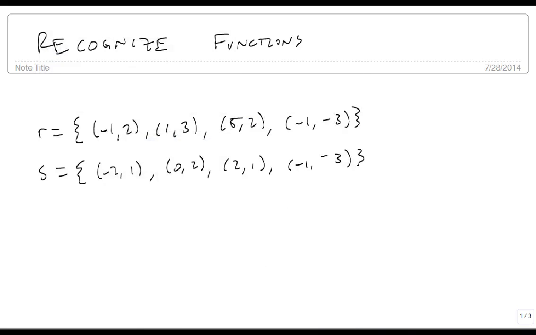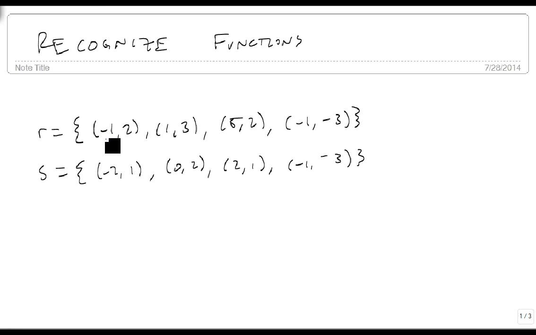We are now going to talk about how to recognize whether a given relation is a function or not. And again, this comes back to the primary definition of a function: it's a relation where each input has only one output. So if it has more than one output, it can't possibly be a function. And so we're going to start by looking at the sets R and S, which have points, input-output pairs.